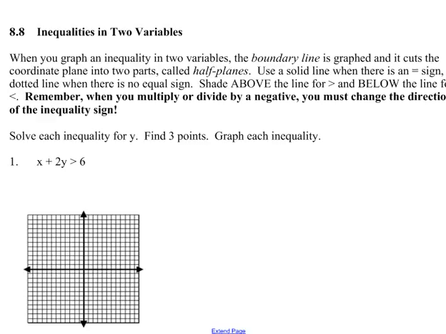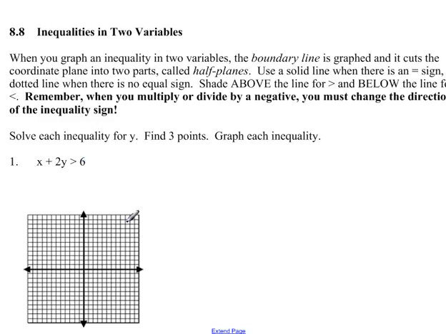All right, we've reached the final section for this course. Section 8.8, Inequalities in Two Variables. What we're going to do is graph this inequality. It's a linear inequality because it's got the two variables x and y. And we're going to do this the same way that we graph lines. You're going to solve it for y, get 3 points, and plot the points.